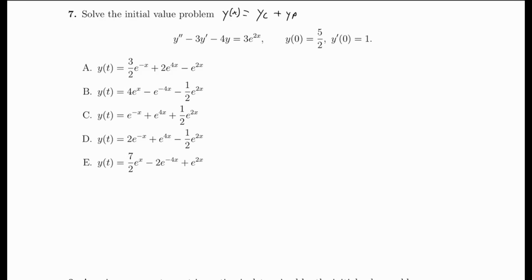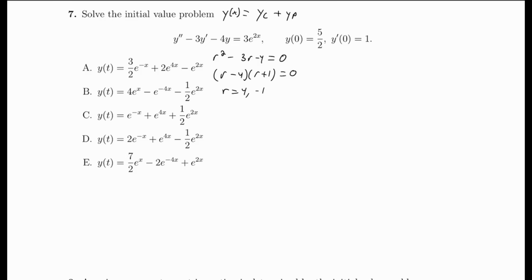We'll start with our associated homogeneous to find our complementary solution. So go ahead and create our characteristic equation, r squared minus 3r minus 4 equals 0. That factors nicely into r minus 4, r plus 1, and that gets us r is equal to 4 and negative 1.